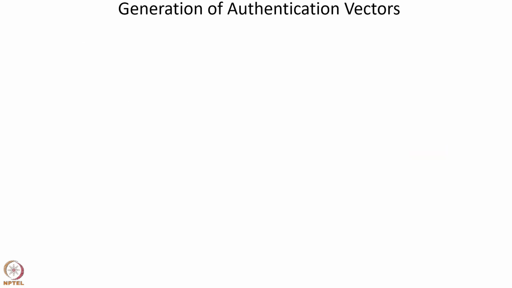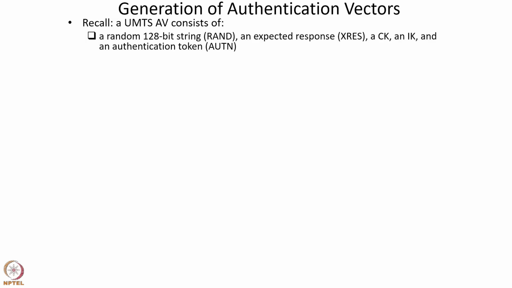Now, we discuss how authentication vectors are generated. So, recall that a UMTS authentication vector consists of the following 5 quantities. One is a random 128-bit string RAND, then another is an expected response XRES, then a ciphering key, an integrity key, and an authentication token AUTN.